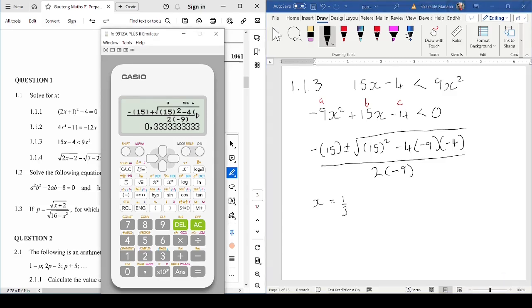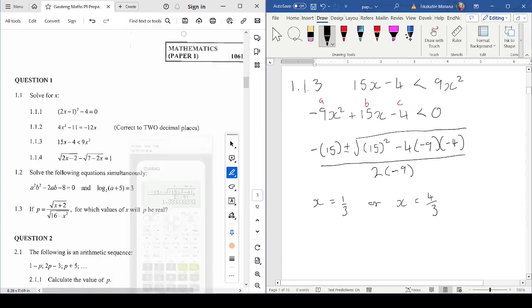Let me just put it in decimal. Okay, no, it's fine. Let's leave it as a fraction. Go back upstairs to the side, delete the plus, put a minus, and we get 4x is equals to 4 over 3. Now, which one is bigger? 1 over 3 or 4 over 3? Huh? 4 over 3 is bigger. Okay, that's all we need.